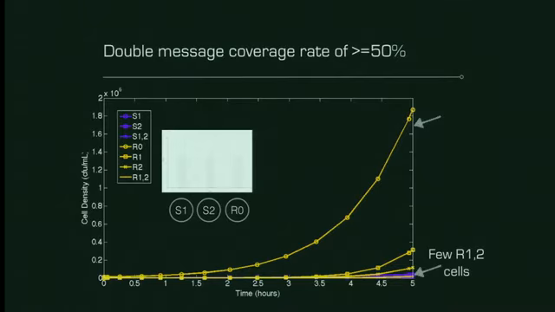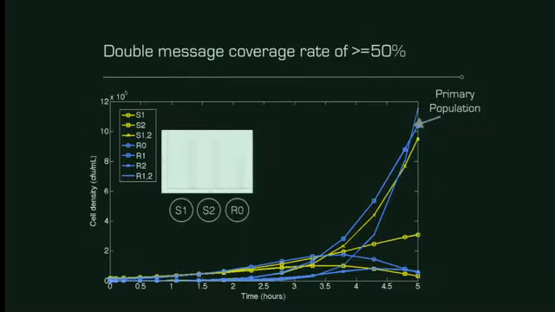So if we want a double message coverage rate of 50% or more, for example, we can again optimize for this. In this case, initially, if we have just initial seeding at equal levels, we see very few cells of the population that we really care about. However, after optimization, we see this primary population that ends up being the R1,2. So we've successfully optimized. And these are all values that are experimentally relevant.